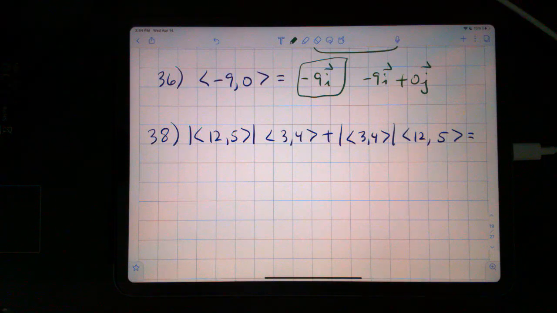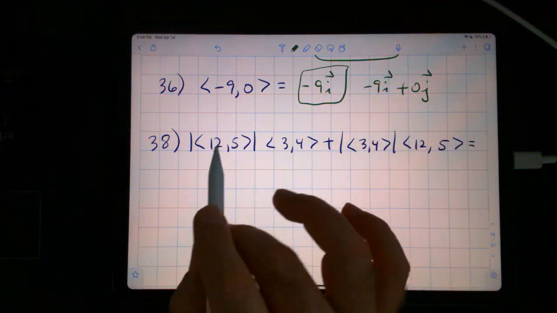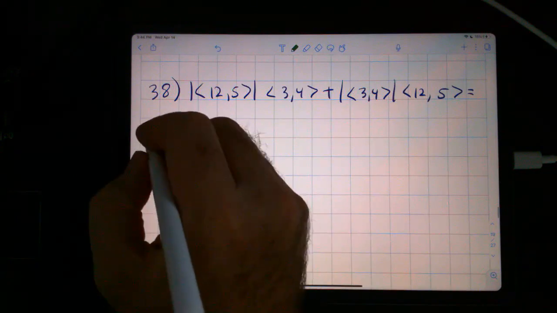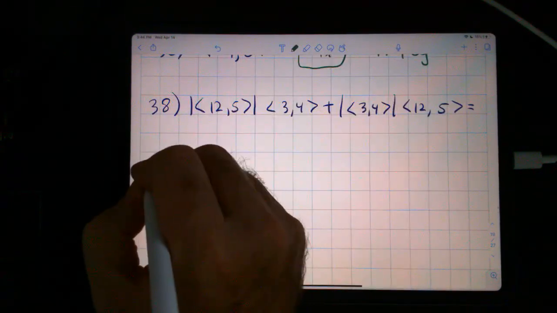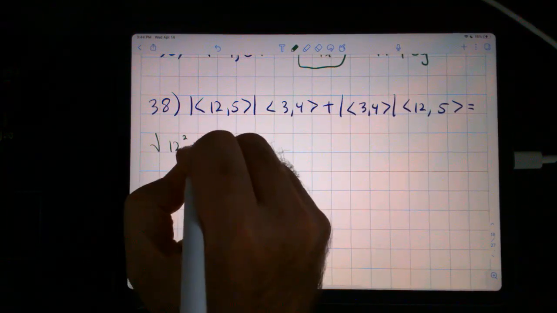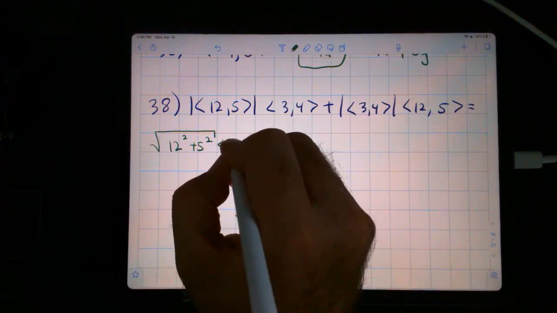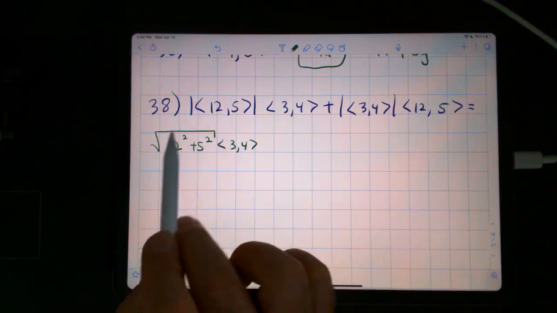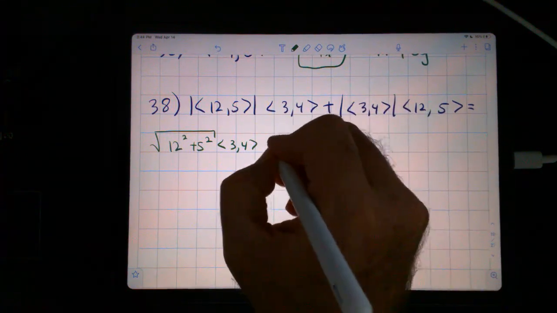Hello. Looking at this problem again, it's not going to be so hard. So this is the magnitude of the vector 12, 5, which is the same thing as... so the magnitude is going to give us a scalar, the scalar multiplied into the vector. Same thing with this other magnitude.